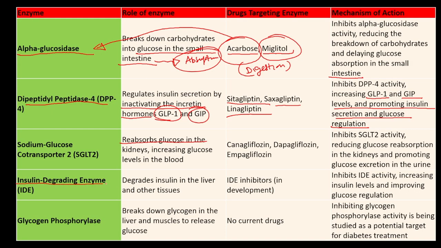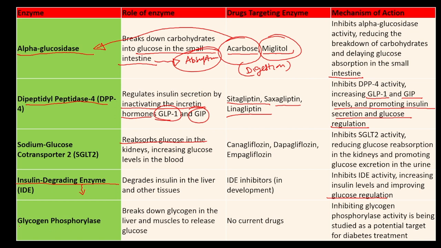Then we have the insulin degrading enzyme. As the name suggests, it degrades insulin in the blood, and it is required because it controls the level of insulin in the blood. But if the insulin degrading enzyme activity goes up, it will not allow sufficient insulin in the blood. So what you can do is use IDE inhibitors, and they will inhibit IDE activity, increasing the insulin level and promoting glucose regulation.